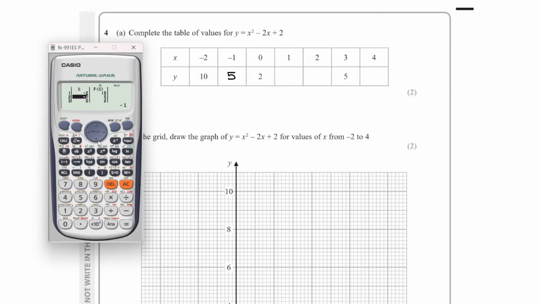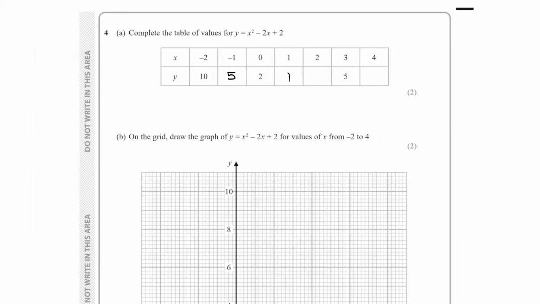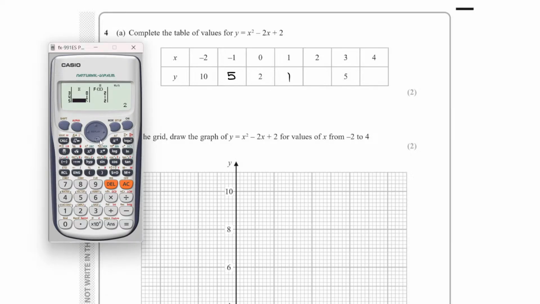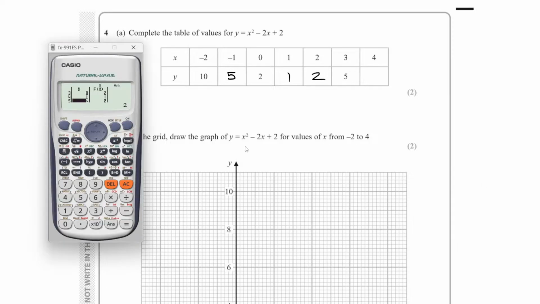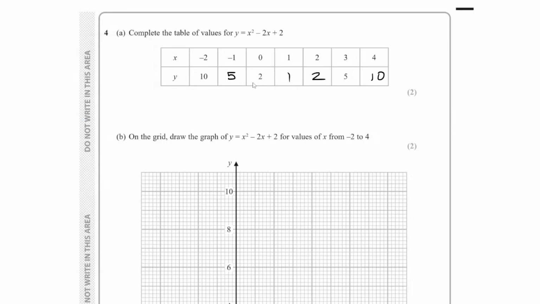So I'll just scroll down. The next one, 1, 1. So I write 1 here. Then scroll down again, 2, 2. You can probably guess what the last one is, but anyway. We've obviously got 3, 5 already. And the last one, 4, 10. So 10.